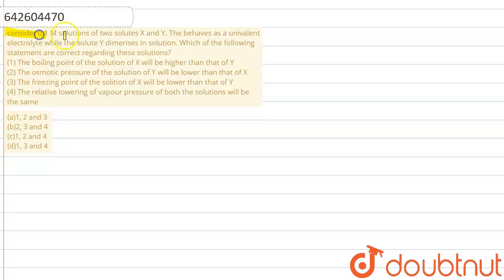Hello everyone, this is a question. Let me explain it to you. Consider 0.1 molar solution of two solutes X and Y. X behaves as a univalent electrolyte while the solute Y dimerises in the solution. Which of the following statements are correct regarding these solutions? So basically, what exactly we have to tell is the correct statement. So here we need to see the Van't Hoff factor basically.